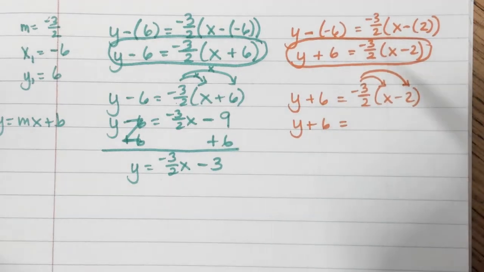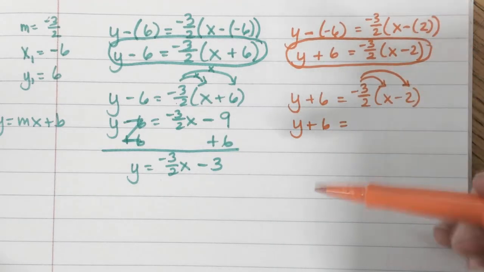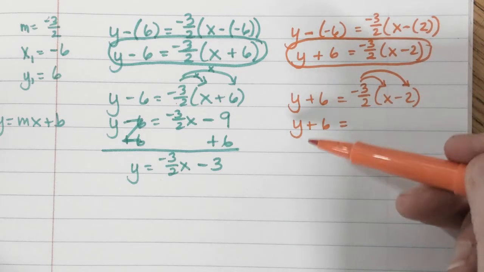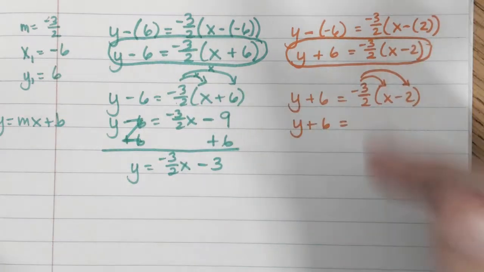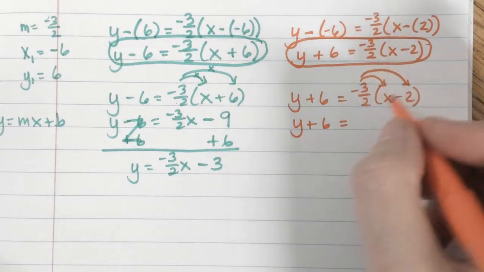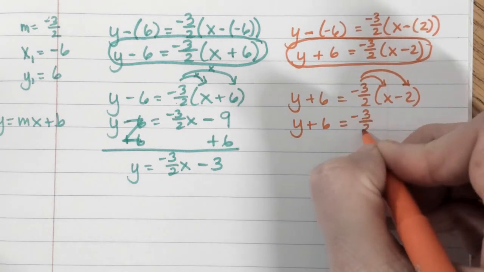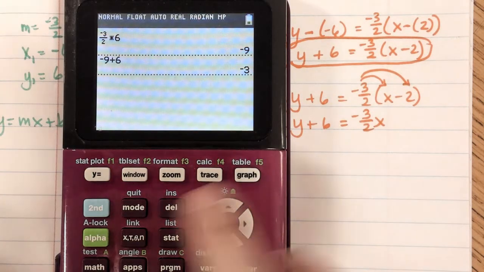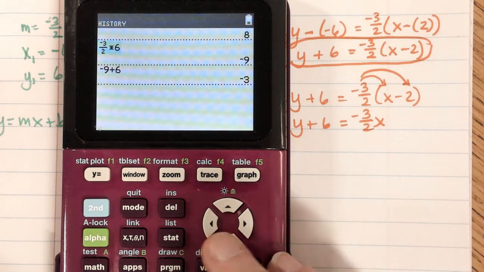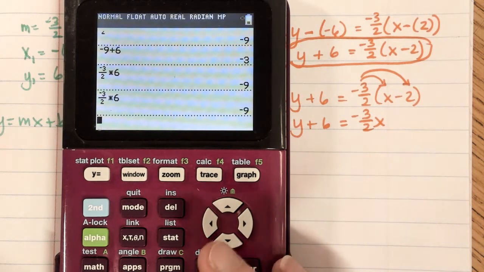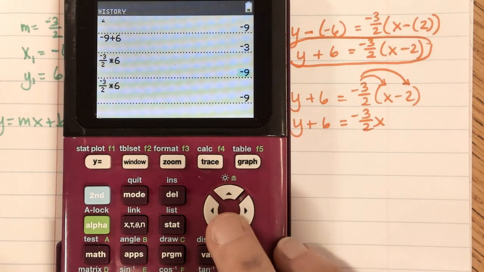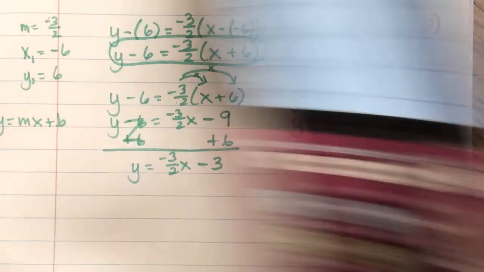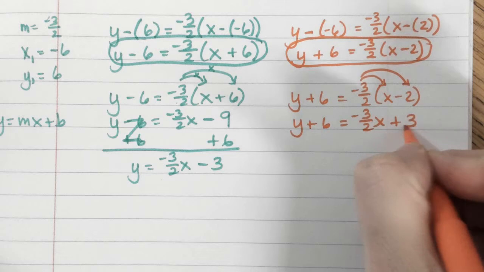When I teach equations, I call these leftovers. We bring all the leftovers straight down. Anything I don't mess with, I bring straight down. The y, the plus, the 6, the equals. I didn't do anything to them, so they come straight down to the next row. Negative 3/2 times x is negative 3/2 x. Negative 3/2 times negative 2. So I'm just going to go up here and copy this. Sorry about that, I messed up. Negative 3/2 times negative 2 is positive 3, plus 3.